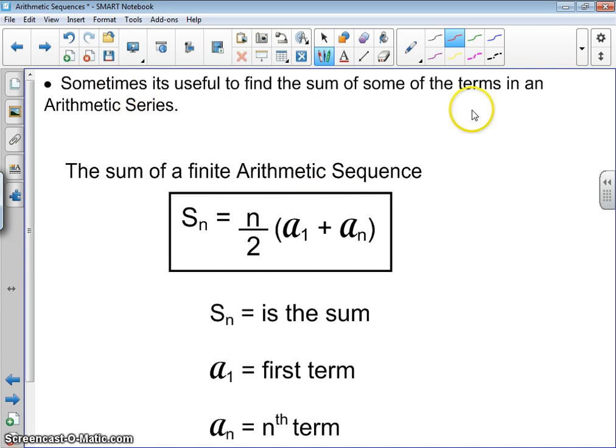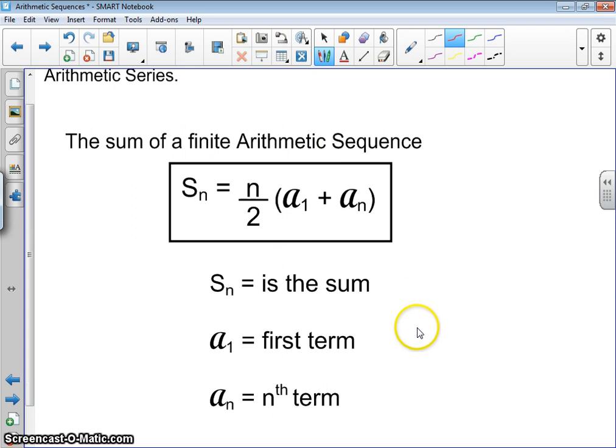Now, getting to that formula, here we go. Sometimes it's useful to find the sum of some terms in an arithmetic series. This is another formula that they will give you on the test. They'll give you a formula sheet, and this will be on there. S is going to represent a sum. With the terms, we represented those with A's. So S of n, the sum of n terms, is going to equal n divided by 2 times (a1 plus an), where a1 is the first term and an is the last term of the sum you're trying to find.